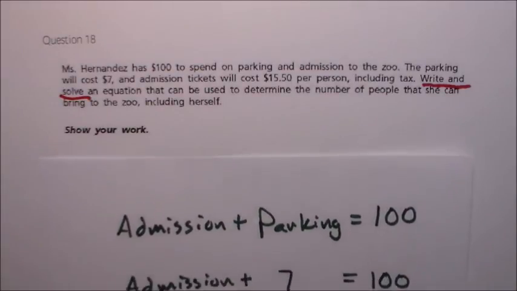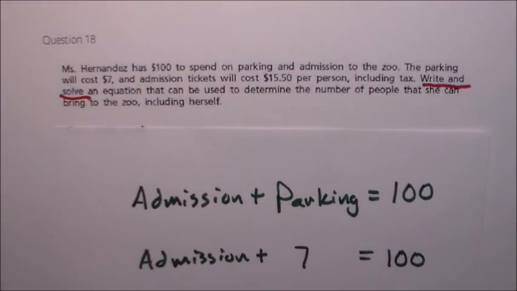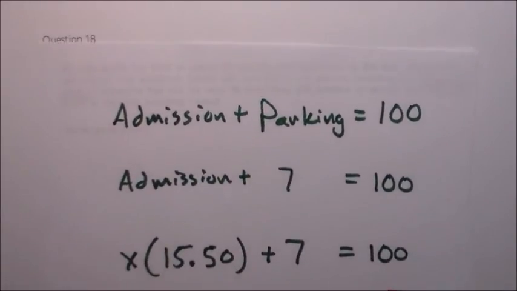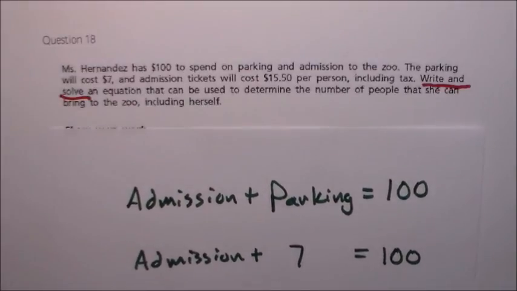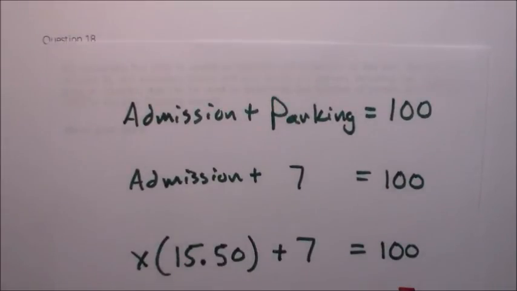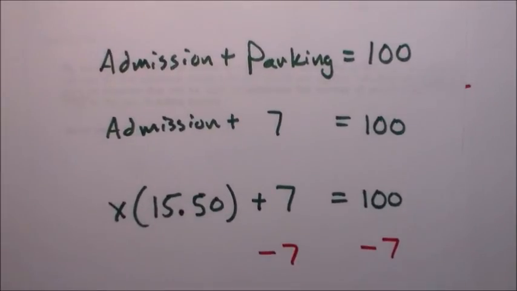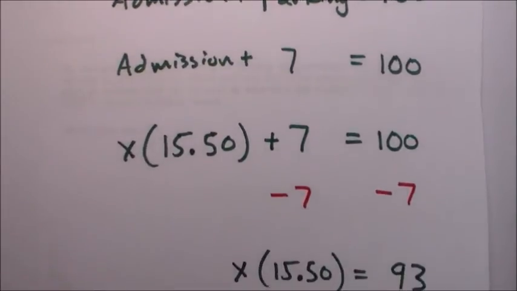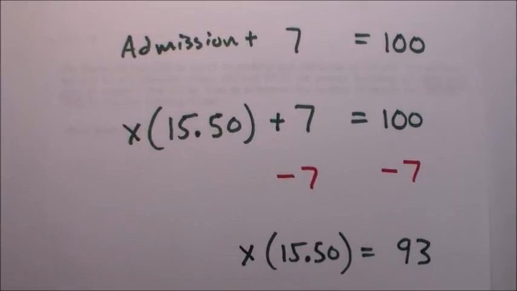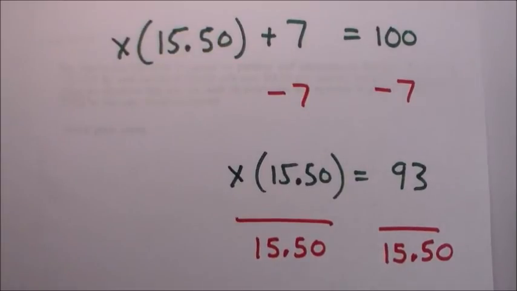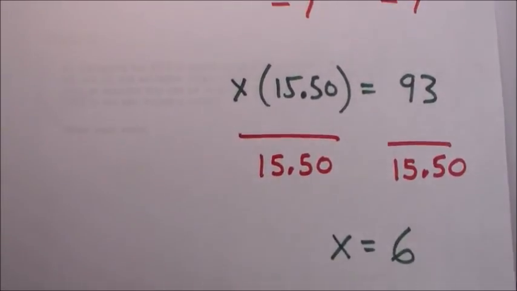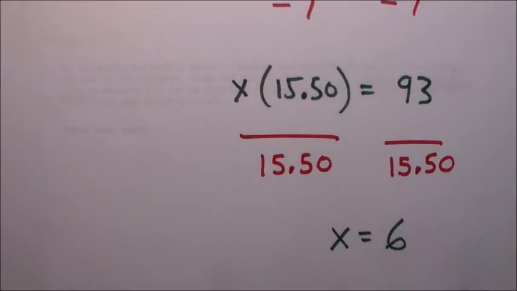Admission plus parking equals 100. Admission plus 7 equals 100 because parking is $7. We're told that. How much is admission? Well, we're told it's $15.50 per person. So X people times $15.50 per person plus 7 equals 100 because 7 is your parking. All right, how do we solve it from there? Let's just subtract 7 from either side. We get X times $15.50 equals 93 because 100 minus 7 is 93. Divide both sides by $15.50. And our final answer is 6. And we're good.